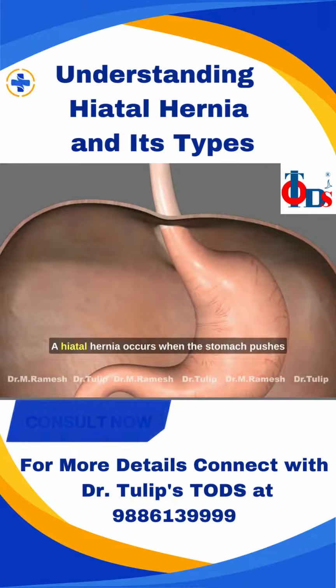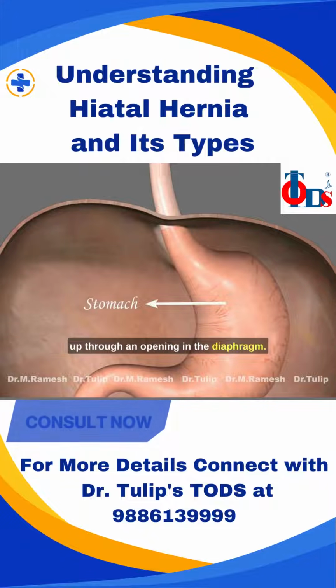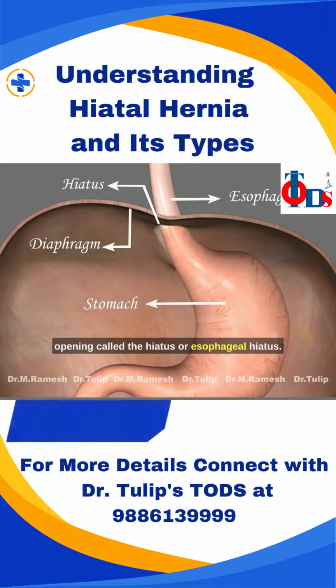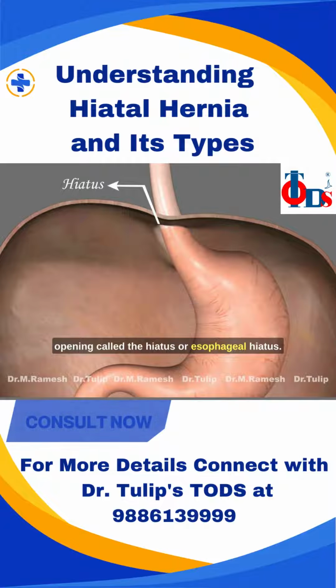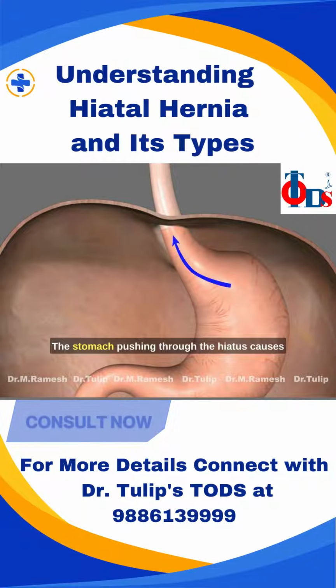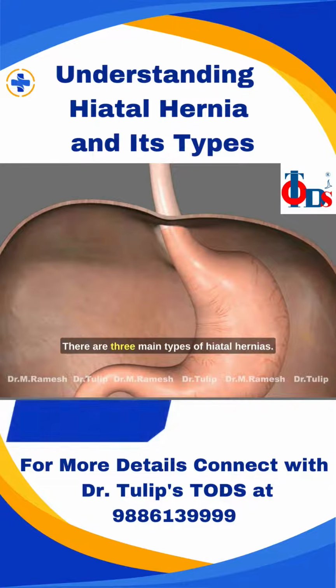A hiatal hernia occurs when the stomach pushes up through an opening in the diaphragm. The diaphragm, a muscle that separates the abdomen from the chest, has a small opening called the hiatus or esophageal hiatus. The stomach pushing through the hiatus causes it to be called hiatal hernia. There are three main types of hiatal hernias.